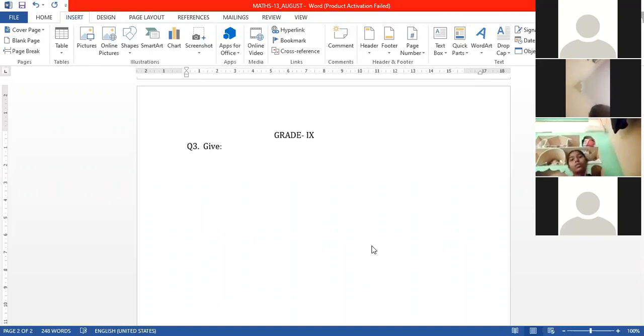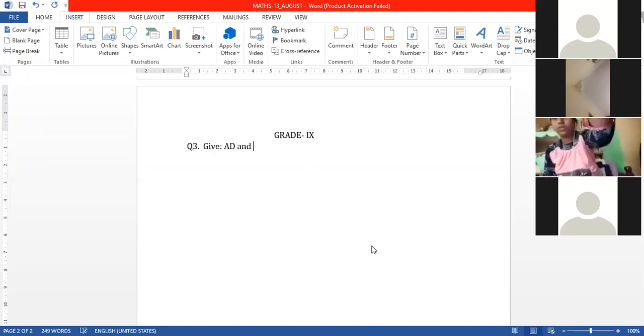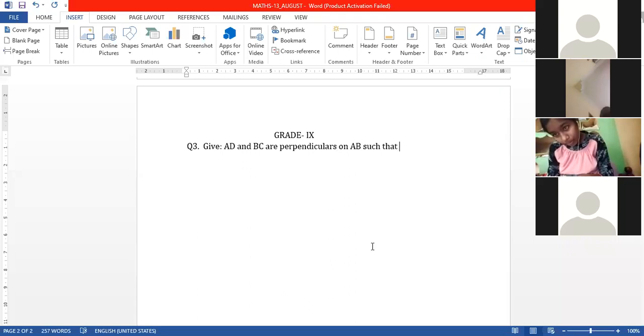What is given here? AD and BC are perpendiculars on AB, such that if both are perpendicular, I can say AD is equal to BC. AD is equal to BC. This is given. Next.